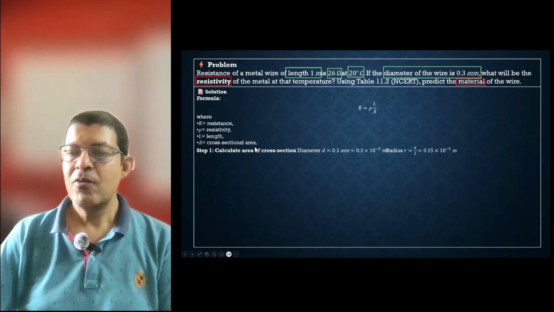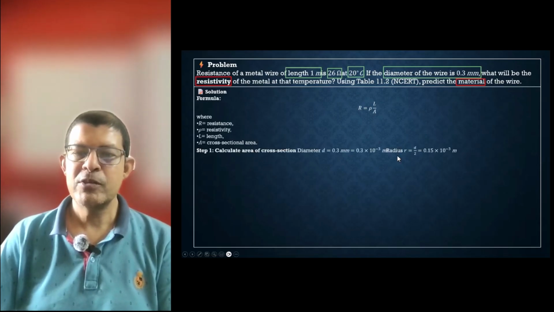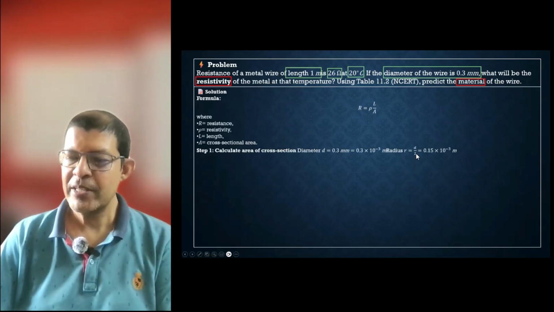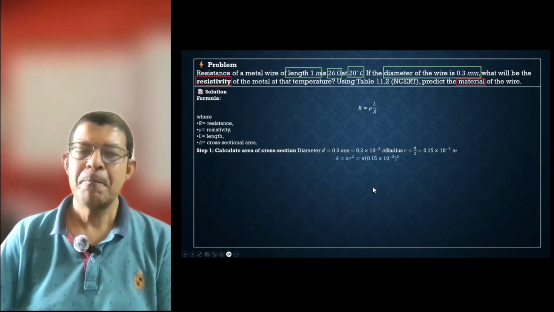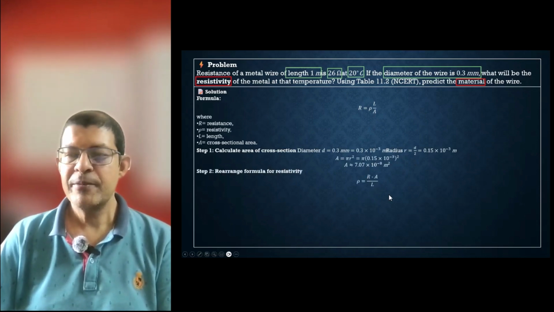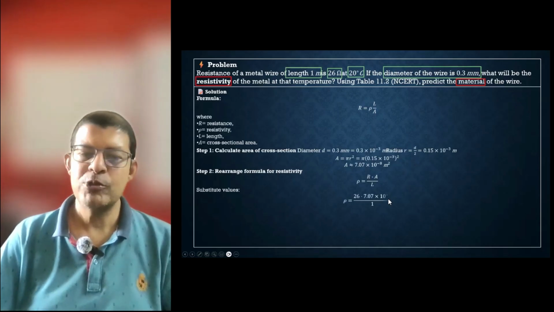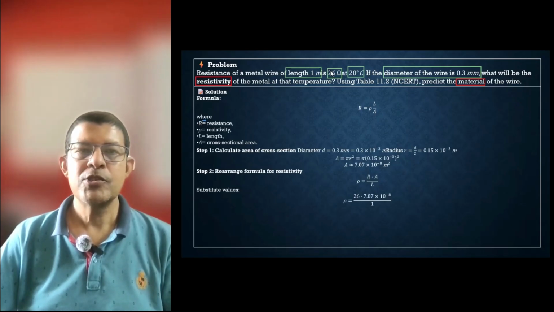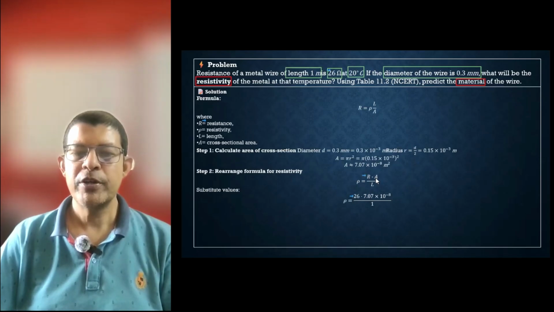Now we calculate. First we check what is given. The diameter is given, so we find the radius, which is half the diameter, to calculate the area. Once we find the area, we rearrange for resistivity and put all the values here. R, which is resistance, is given. R is 26 ohm. Area is calculated in the previous step, 7.07. It is put here in the formula.